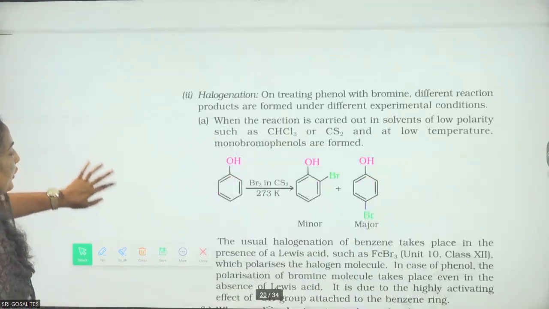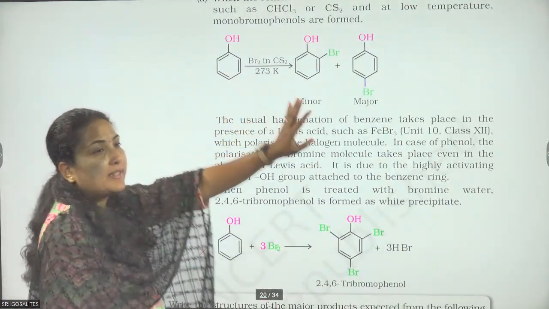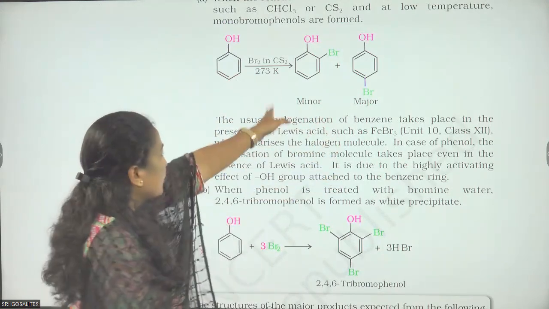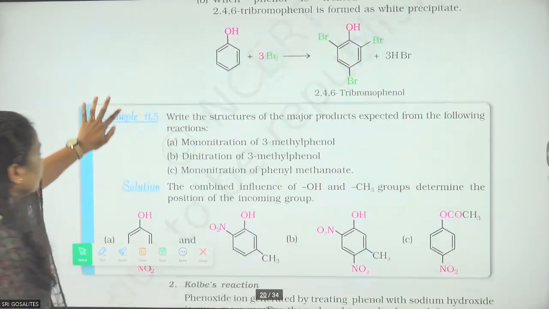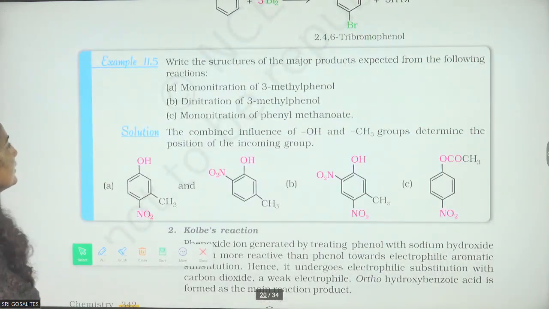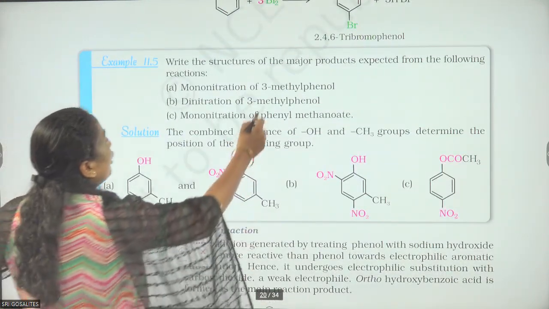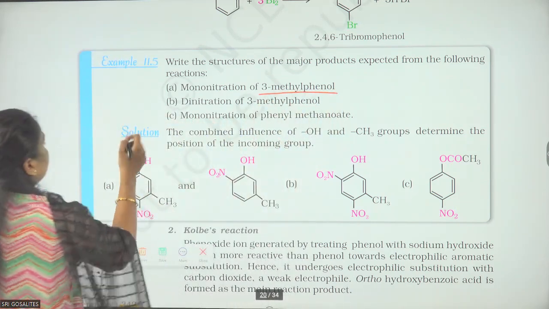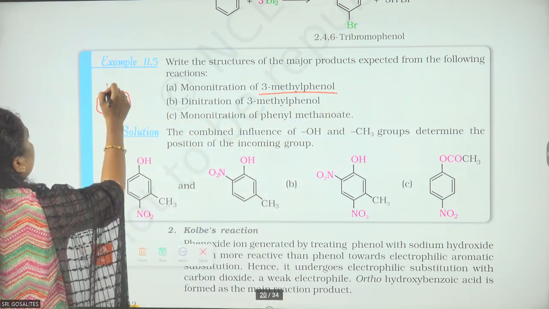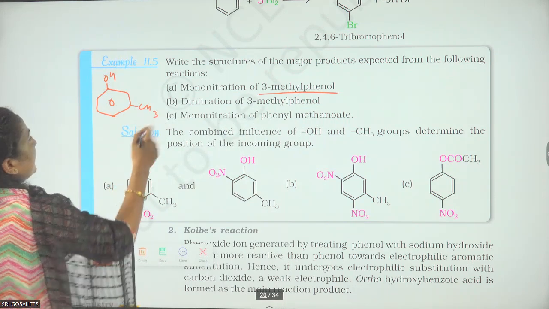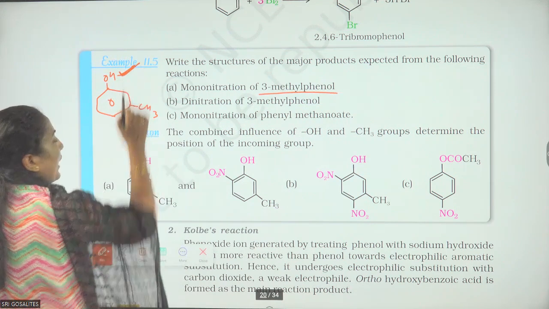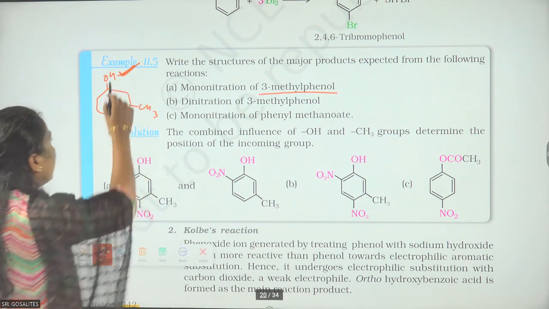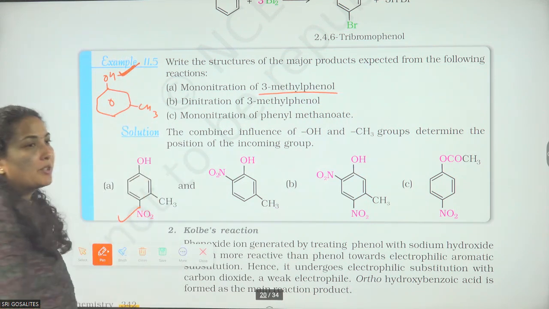Now halogenation, if it is bromine and CS2, non-polar, in that case only ortho-para. If it is bromine water, you will be able to see here. Now the question is, write the structure of major product. If you are having 3-methylphenol, when you are doing the nitration, OH is more activating, a +M group. So it will send at the ortho-para position. So para will be major.